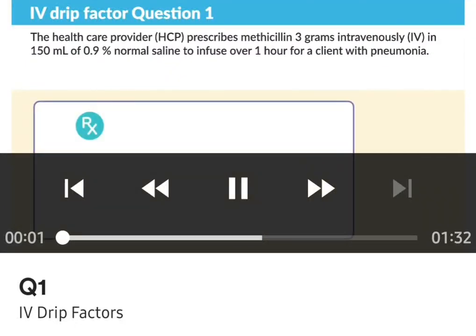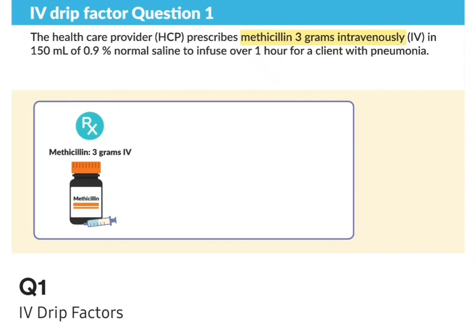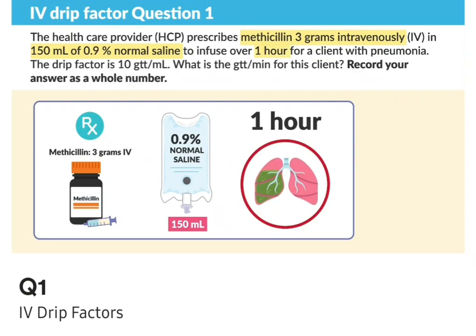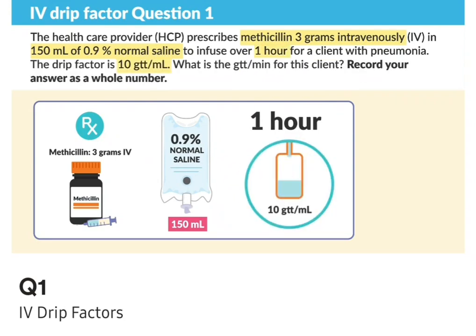The HCP prescribes methicillin 3 grams IV in 150 mLs of 0.9% normal saline to be infused over 1 hour for a client with pneumonia. Now, the drip factor is 10 drops per ml. What is the drips per minute for this client?